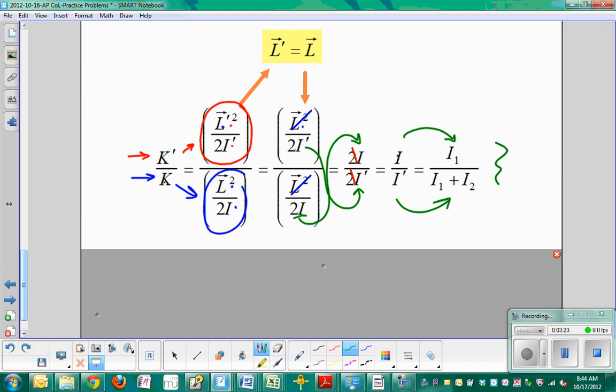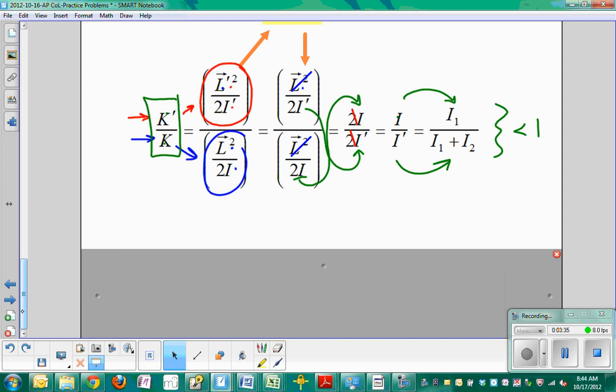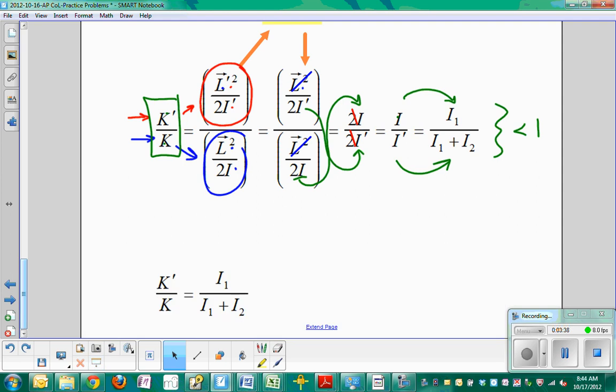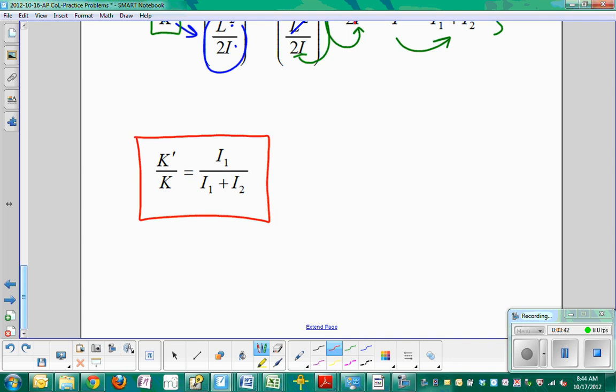As you can see, this right here must be less than 1, so that means the ratio of the kinetic energies is less than 1. And then it says calculate, but obviously we can only come up with an expression for it, and that is right here: the ratio of their kinetic energies is equal to the ratio of the first moment of inertia to that of the sum of the two moments of inertia together, the system at the end.